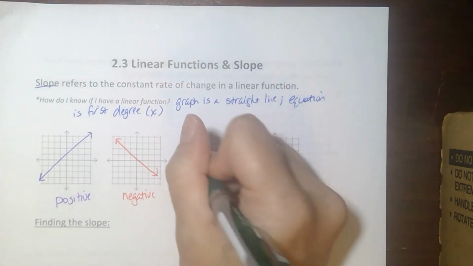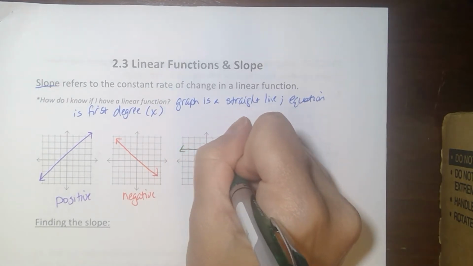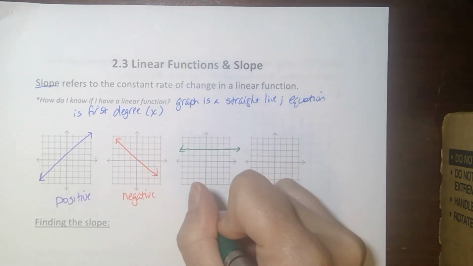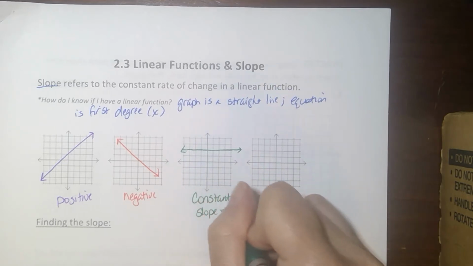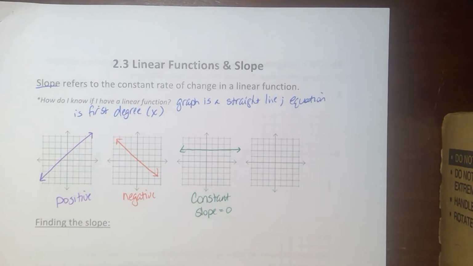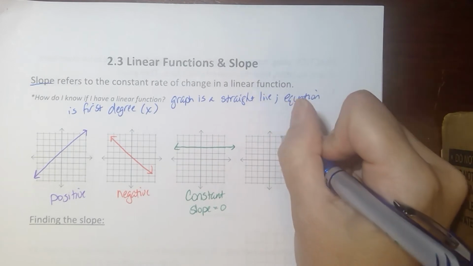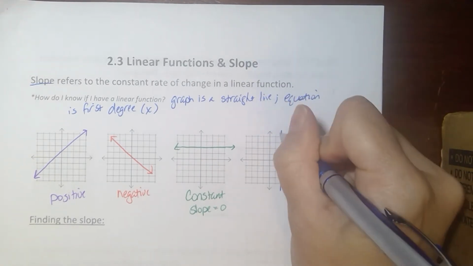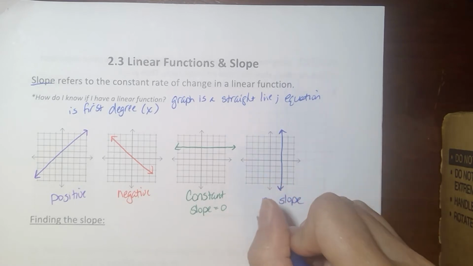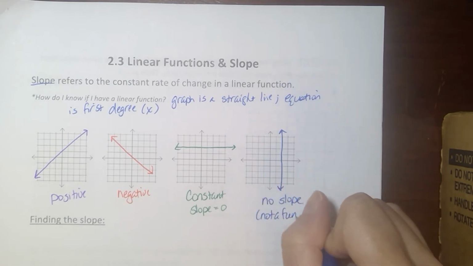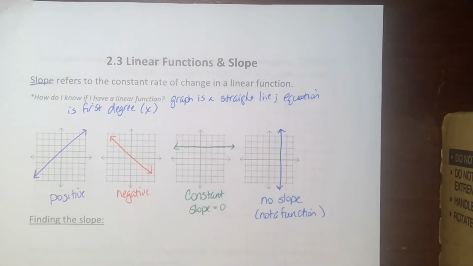What about if as I move from left to right, my function is flat? Well, we say that that is a constant function, and we say that the slope is 0. Now, it's a different thing to say a slope of 0 versus no slope. My vertical line here is what we call no slope, and this line is not a function. Think about your vertical line test to see whether or not your graph is the graph of a function. This is the vertical line, so it is not a function.